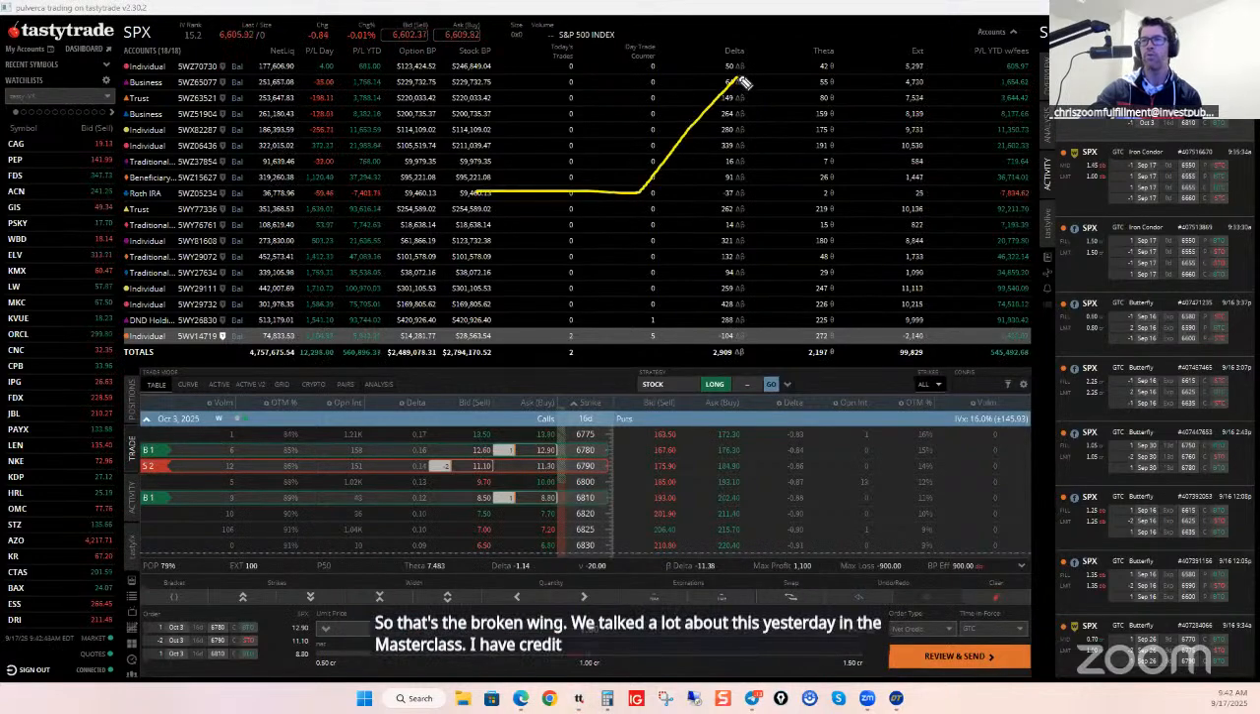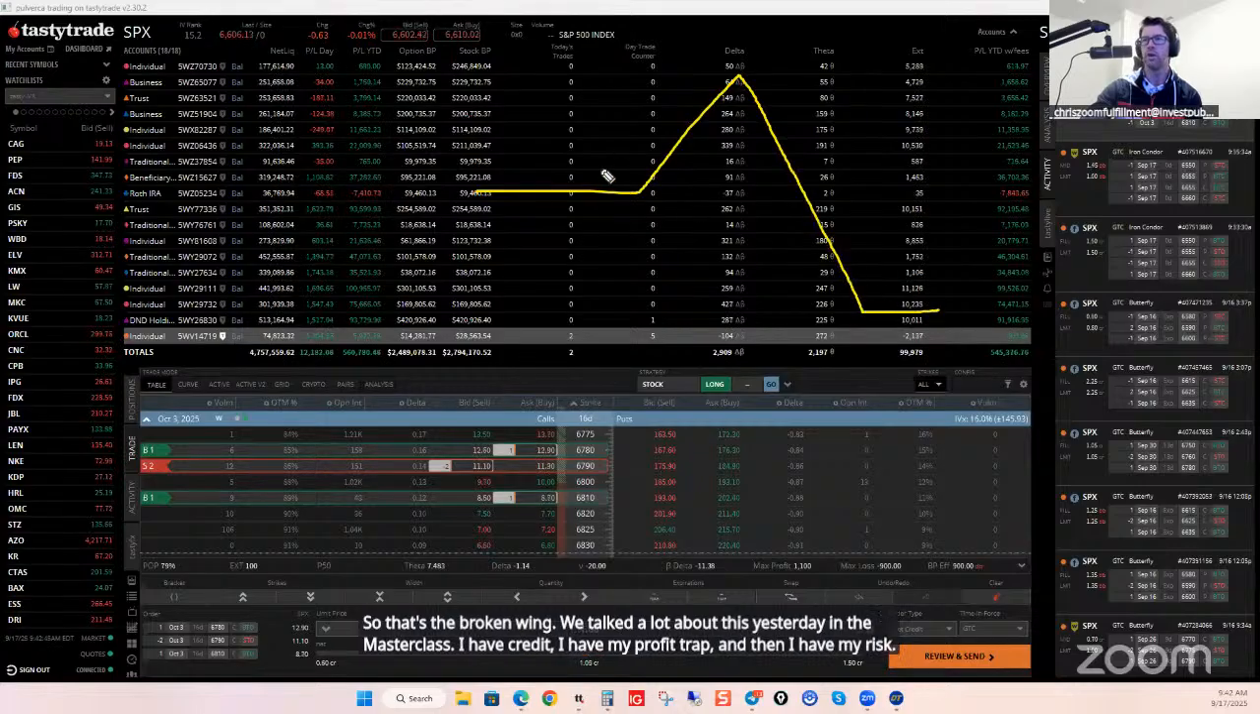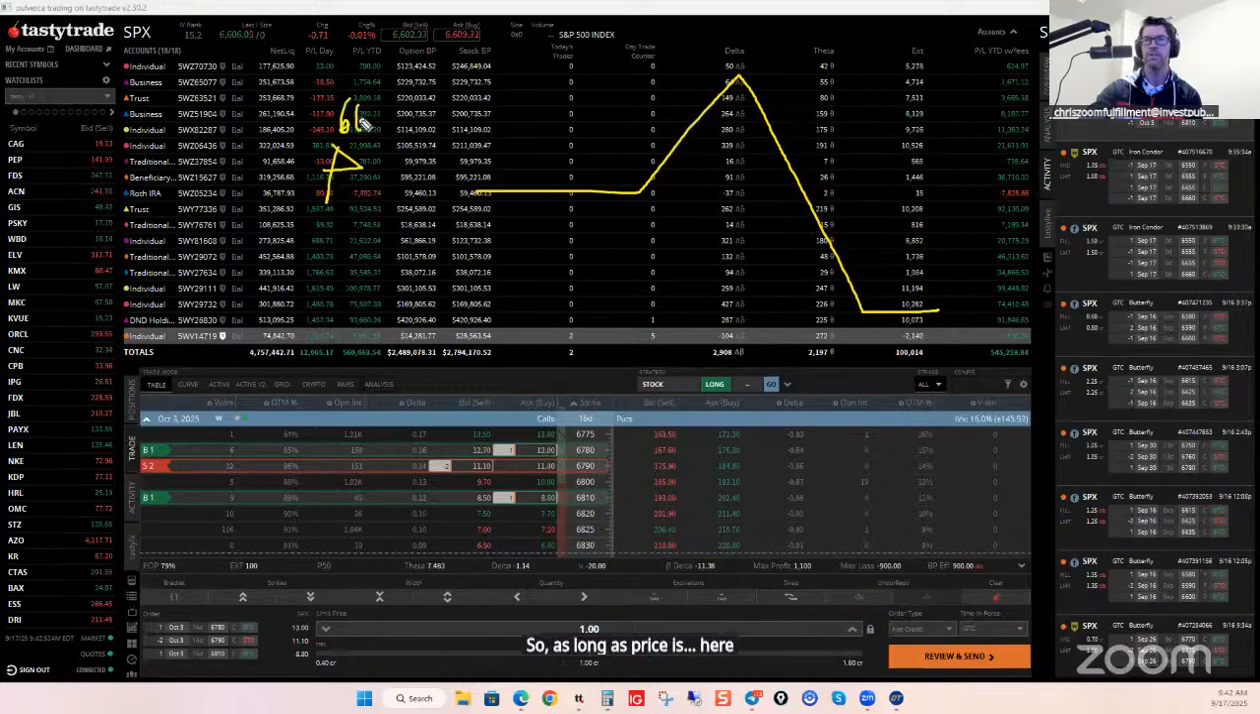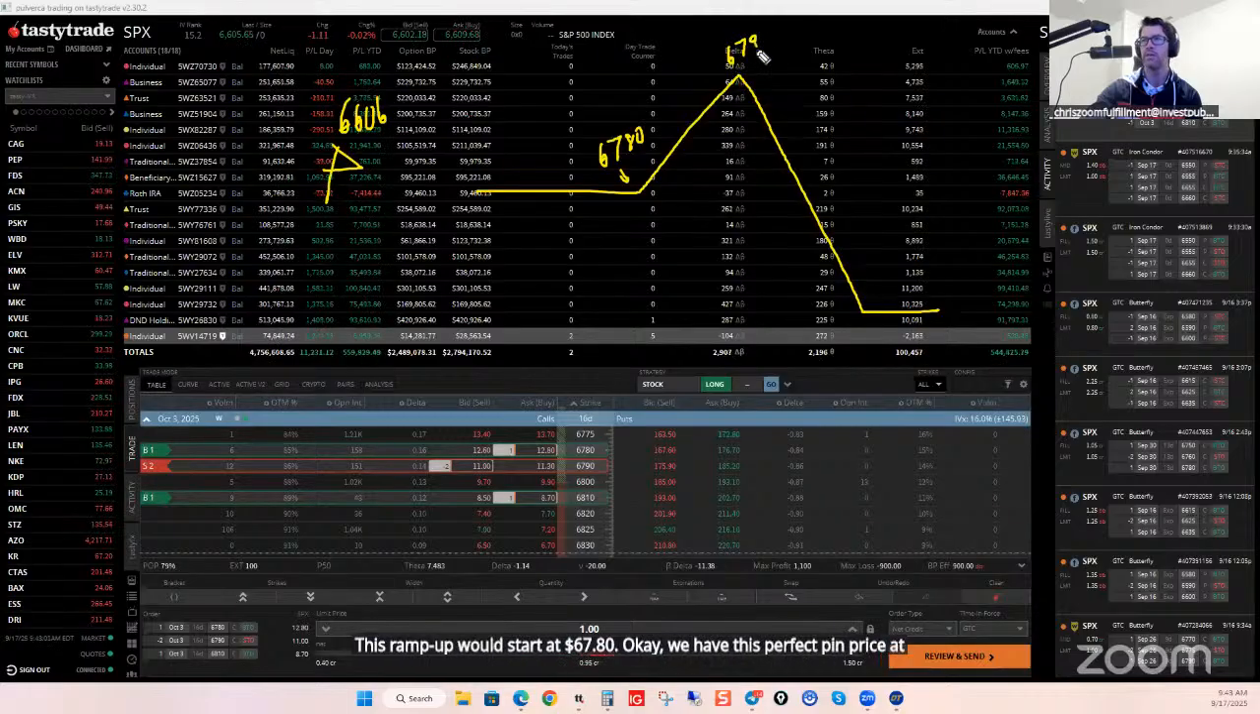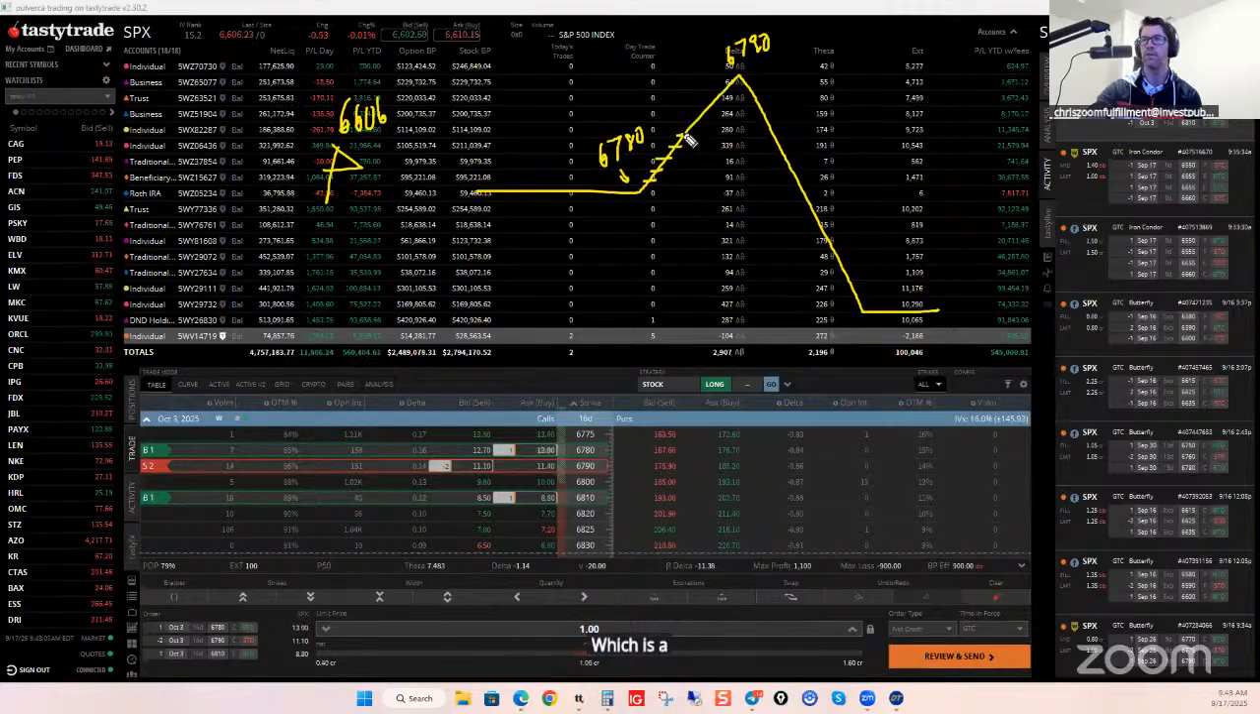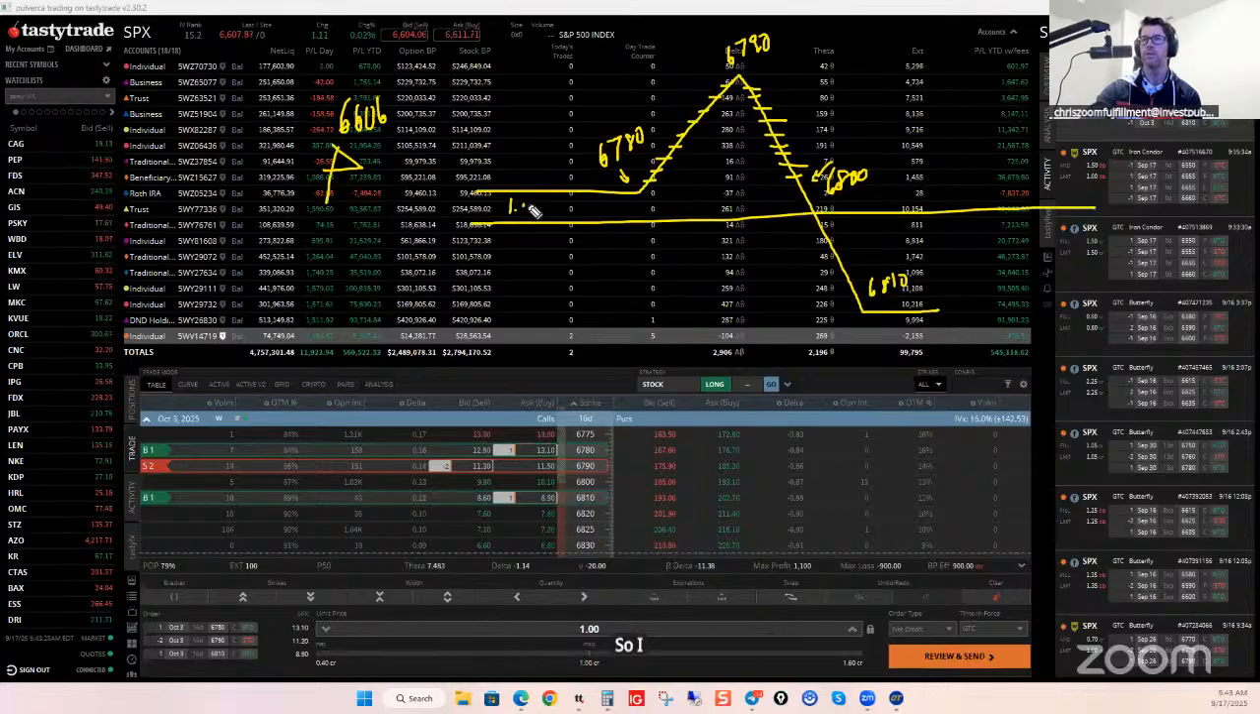I have credit, I have my profit trap, and then I have my risk. So as long as price is here, 6766 is live price. This ramp up would start at 6780. We have this perfect pin price at 6790, which is up to $1,000. Even over here at 6791, a bonus trap. And then we have break even at 6,800, and risk would be at 6,810. So I collect $1, have potentially a $10 profit trap with sprinkled in bonuses. Again, that's at expiration on non-farm day.